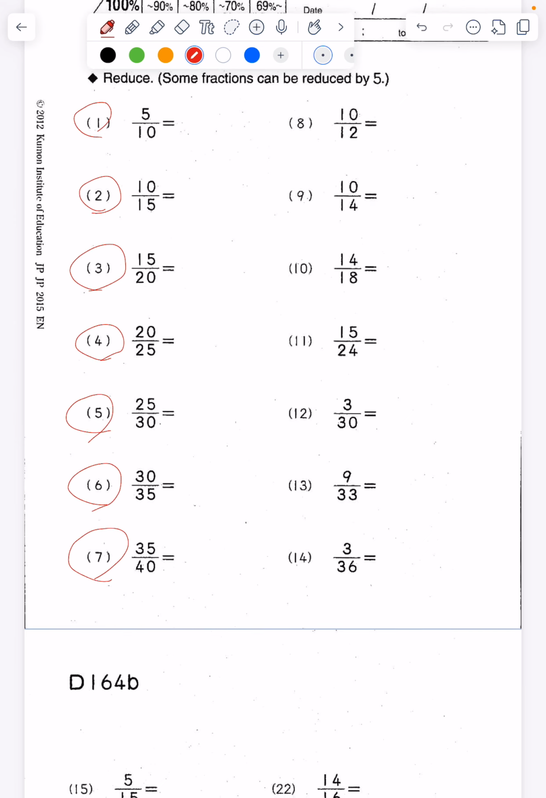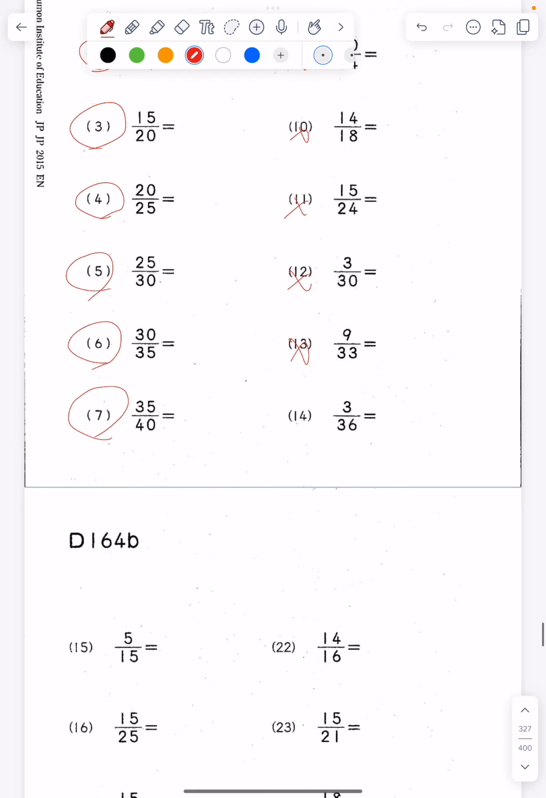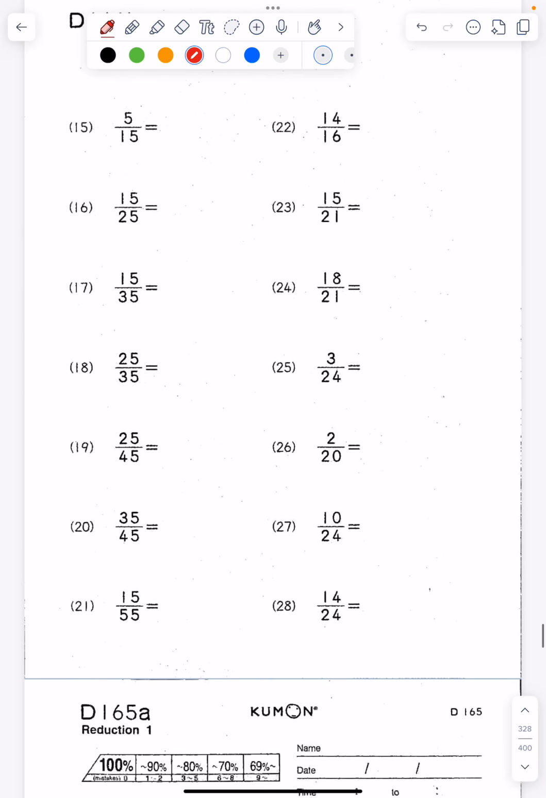Can I reduce 10 over 12 by 5? No. Not really. Okay, so I'm going to put a cross mark like that. What about the next one? No. Okay, cross mark. What about number 10? No. And 11? 12? No. Number 13? No. And number 14? No. Okay, you okay, buddy?